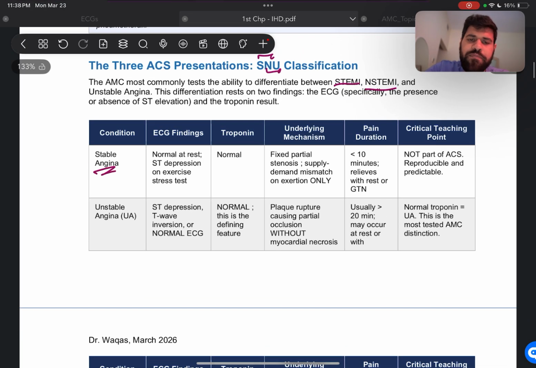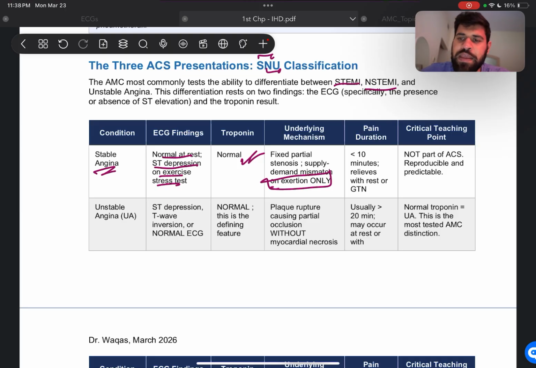So stable angina: normal at rest, ST depression on exercise and stress. All right, so it's reproducible. You are going to see this depression with exercise. Troponin is normal. The underlying mechanism is a fixed partial stenosis, with supply-demand mismatch on exertion only. Pain duration is less than 10 minutes, and if you give a GTN, it's relieved. The critical teaching point is that it's not a part of ACS, and it is reproducible and predictable.